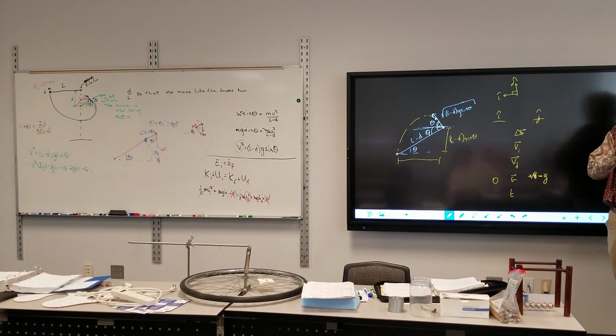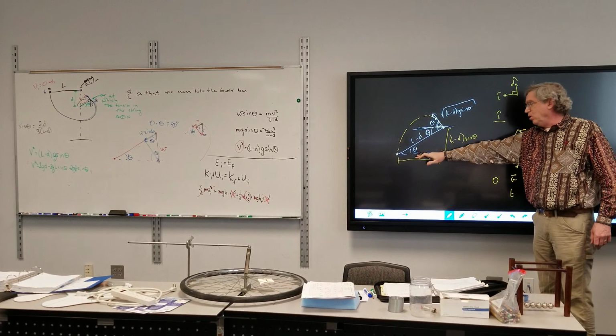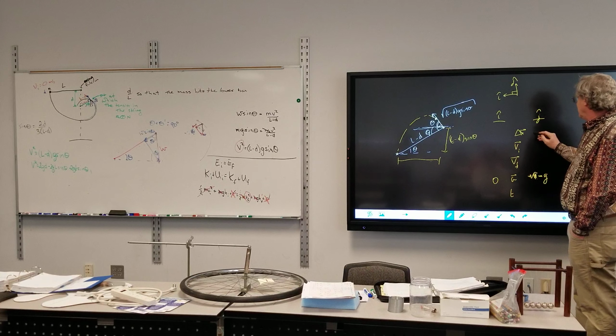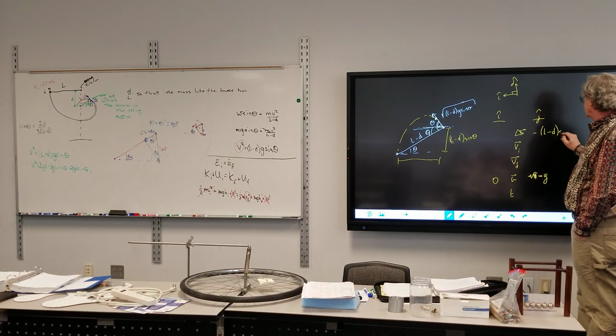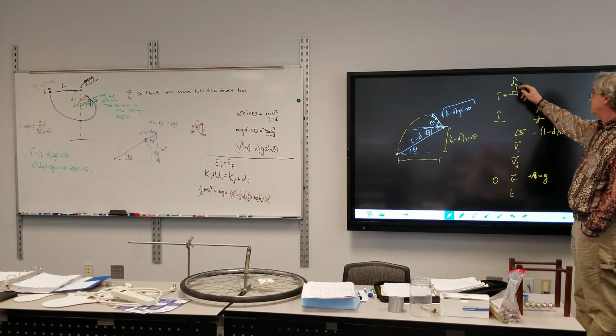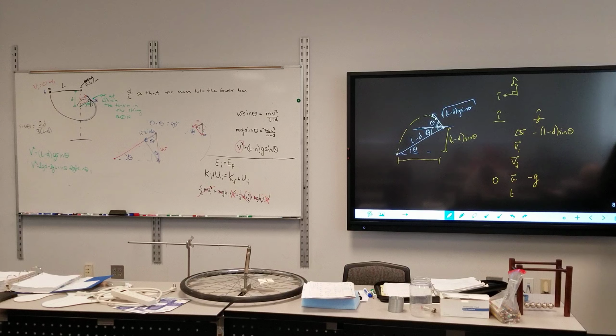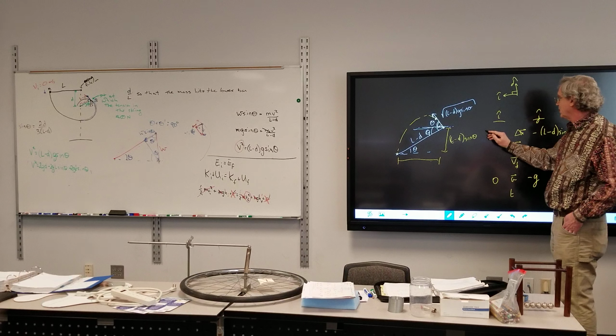Negative, because it ends up below where it started. Negative L minus D sine theta, because I decided that was positive. Okay, and in the I hat direction, what is the displacement? L minus D cosine theta. Yep.